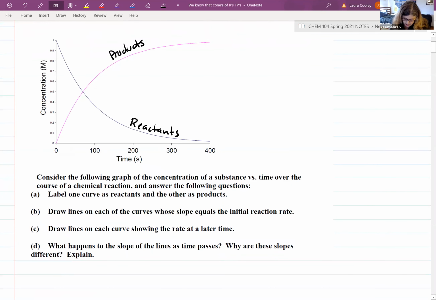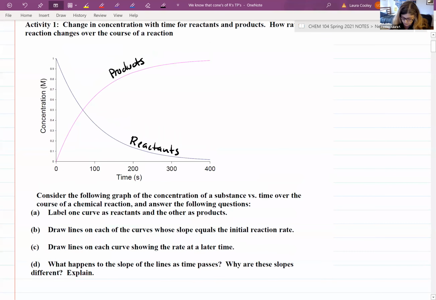So I labeled those curves. Now draw lines on each of the curves whose slope equals the initial reaction rate. So this is what I kind of showed you last class. At the beginning, you have a very steep slope. And what the slope really is, is the change in concentration over the change in time, right? It's the delta Y over delta X. Concentration is Y, time is X. Okay. And so this slope represents the initial rate.